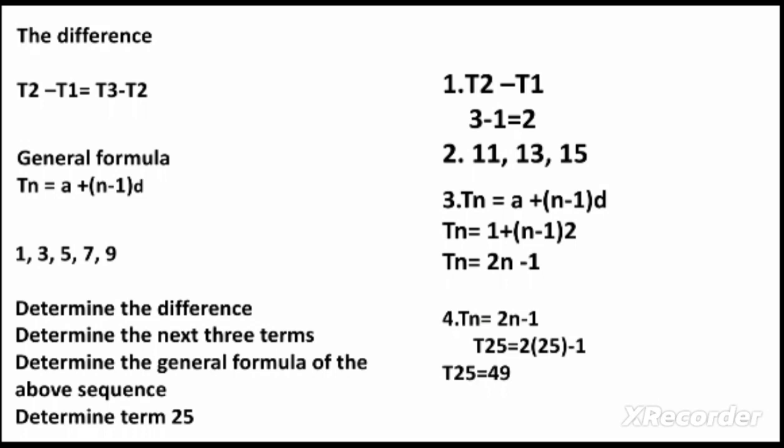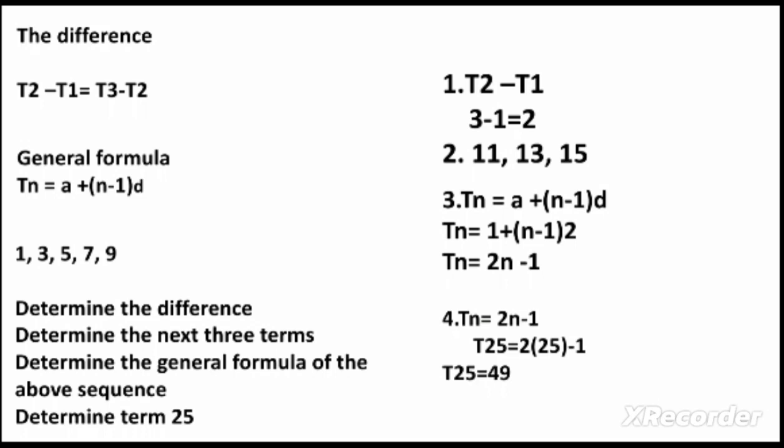No. What you're going to do, you're going to use the general formula, which is Tn is equal to a plus open bracket n minus 1 close bracket d. That is the formula that is going to help you to find any term on the sequence that you'll be given. So what do you do with the general term? You are given the sequence and then you are given the general formula, right? Which is the formula to get any term.